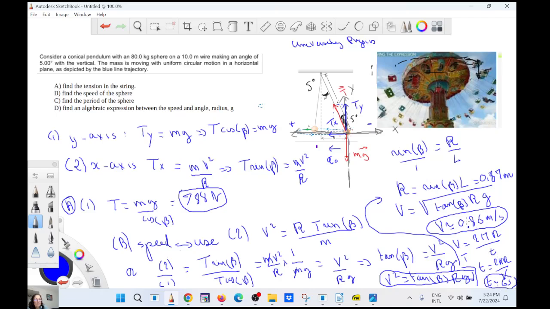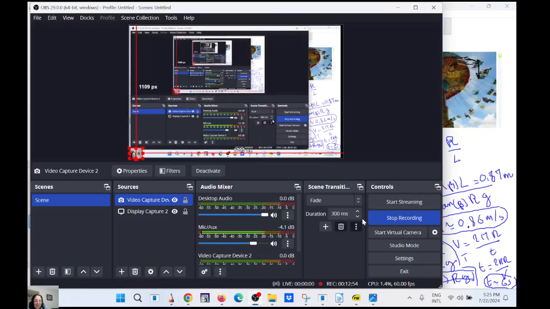So in the lab, you will find the speed, and you will find the period, and from the period you can find the speed, and you can check everything else. Then find the algebraic expression between the speed, the angle, and g. We already found that here: tan beta equals v squared over rg. So that will be for D. I hope it was not too confusing.